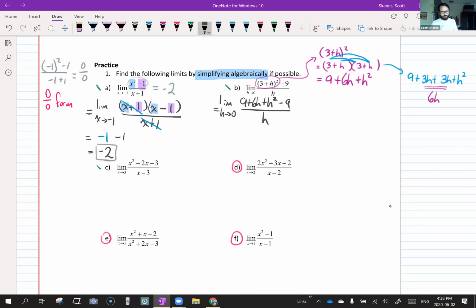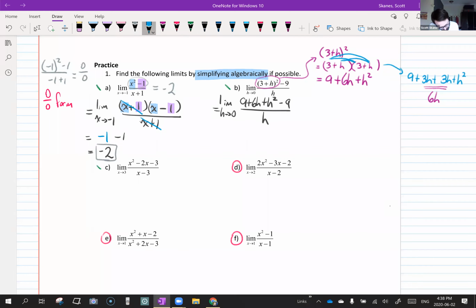Ibrahim, you're asking, is it possible to use the conjugate? There are cases for sure where we need to use the conjugate. Not this question, but in some cases we will do that when we get square roots on the top. But that's going to come a little bit later. I don't want to throw too many things at you at the same time.